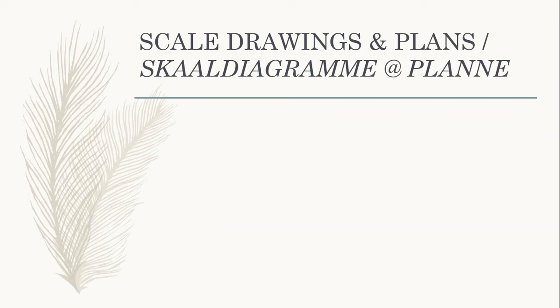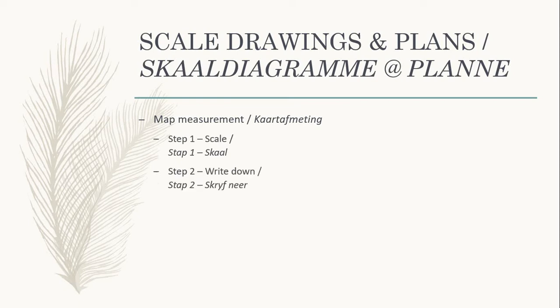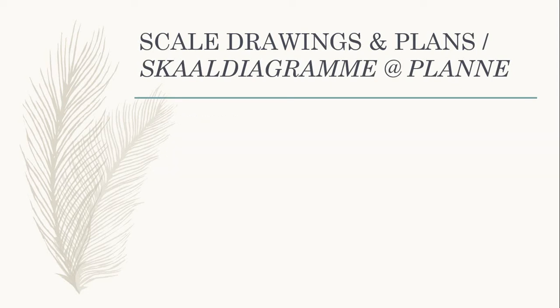Similarly, I can ask you to calculate the map measurement. And once again, we will follow the same steps as in map work. So for step 1, we're going to get the scale. Step 2, we're going to write down what the true distance actually is. This will be given to you. Step 3, we're going to be dividing that true distance with the scale. And then lastly, we're going to have the correct unit.